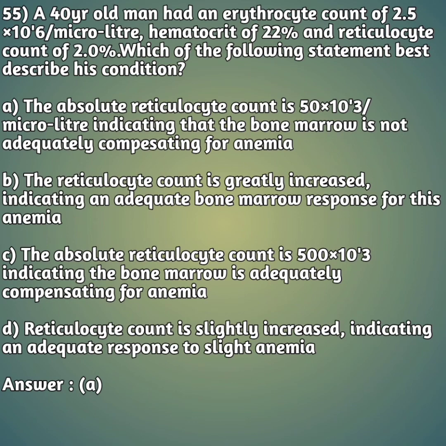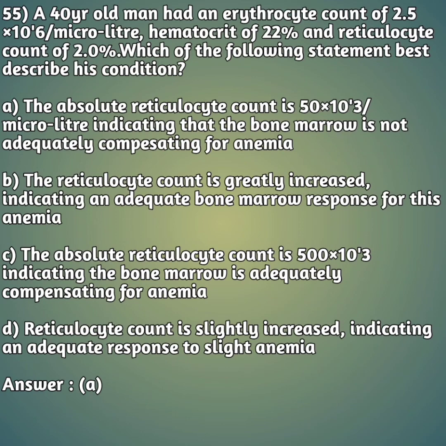Option A, the absolute reticulocyte count is 50 × 10^3 per microliter, indicating that the bone marrow is not adequately compensating for the anemia. Option B, the reticulocyte count is greatly increased, indicating an adequate bone marrow response for this anemia. Option C, the absolute reticulocyte count is 500 × 10^3 per microliter, indicating that the bone marrow is adequately compensating for the anemia. Option D, the reticulocyte count is slightly increased, indicating an adequate response to the slight anemia.